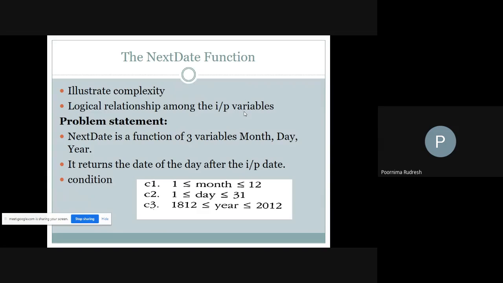Okay. So how many months are there in a year? 12 months. Okay, that condition is specified as the first condition. See here, C1. For the C1, what is the condition? Condition should be between 1 and 12. So months will be between 1 and 12. And for the days, how many days are we considering here? Maximum? 31.